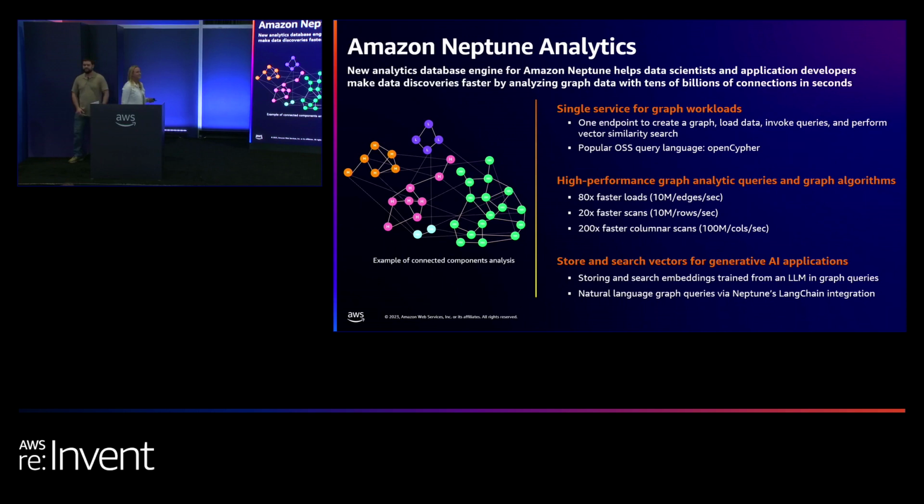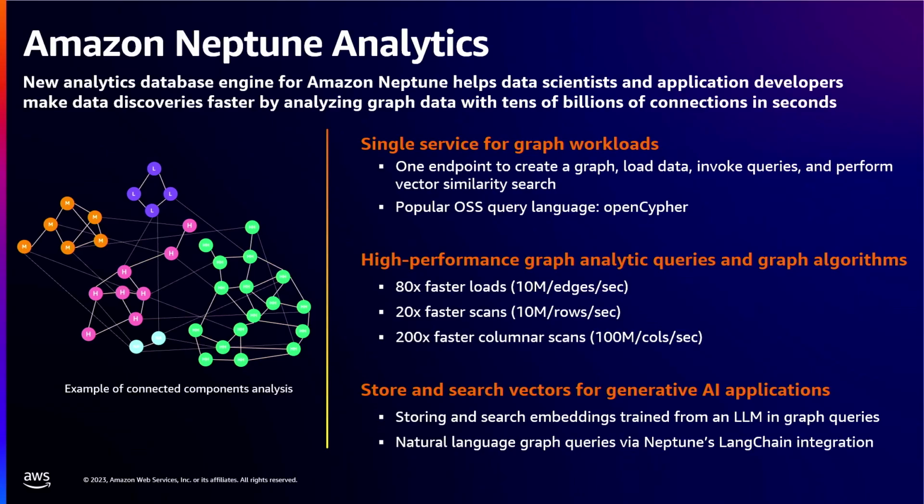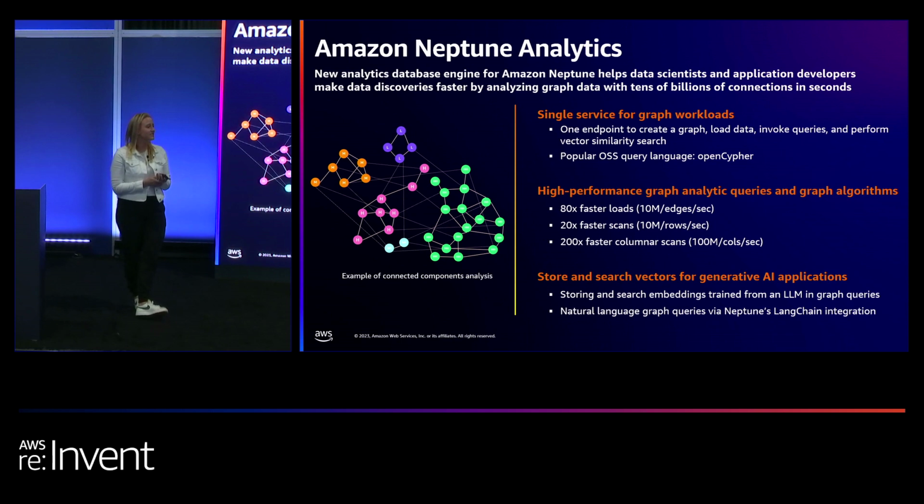Thank you, everybody, and thank you so much for staying here for one of the last talks of the day. We could not be more thrilled than to be announcing Amazon Neptune Analytics during reInvent this year, which was yesterday, as you just heard from Dave. Amazon Neptune Analytics is a new analytics database engine for working with your graph data in the AWS cloud. It helps data scientists, data engineers, and application developers discover insights about that connected data within seconds.